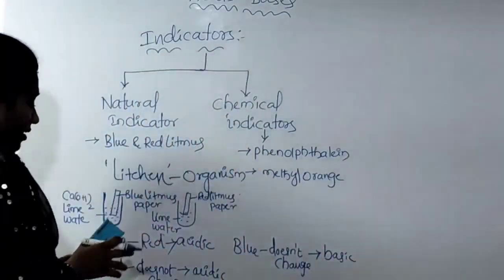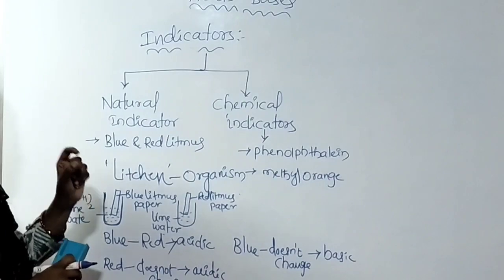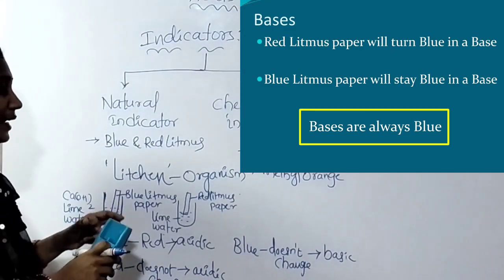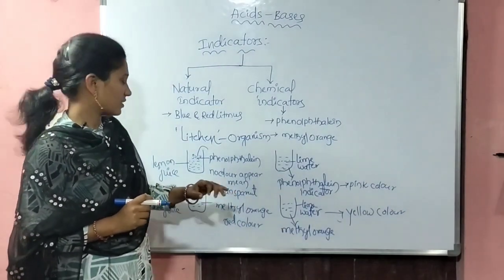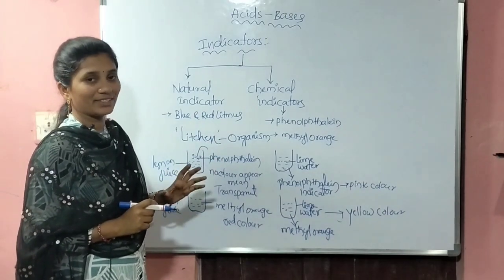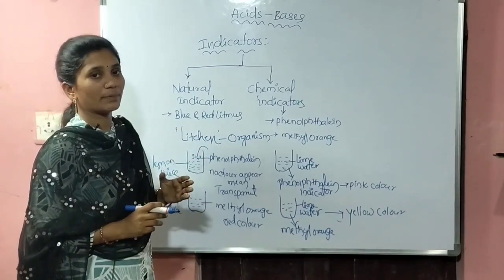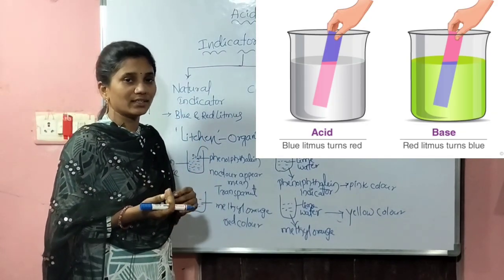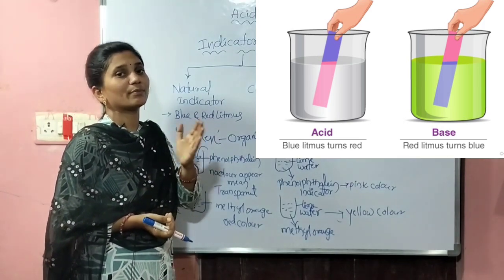Then what about red litmus paper? If you use red litmus paper for the same basic solution, what will happen? Here we have discussed how these two natural indicators help us to identify the nature of a substance. When blue litmus paper is dipped in an acidic solution, it changes into red color. In the case of a basic solution, the red litmus paper becomes blue.